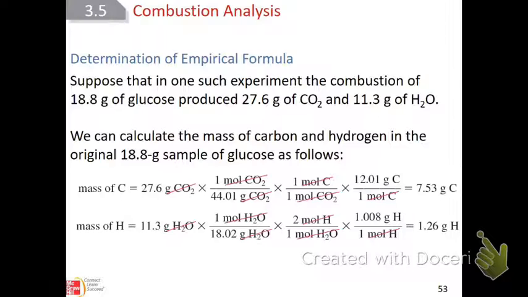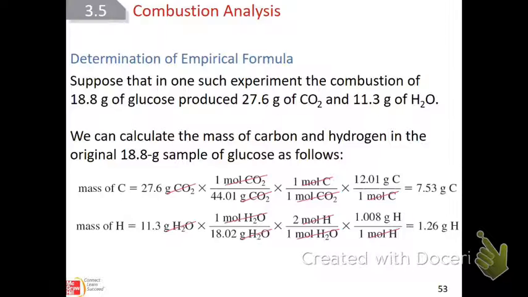In every single combustion reaction, oxygen must also be present. So you know that had to be true. So we can calculate the mass of carbon and hydrogen in that original sample of glucose, and it shows you exactly how to do that.